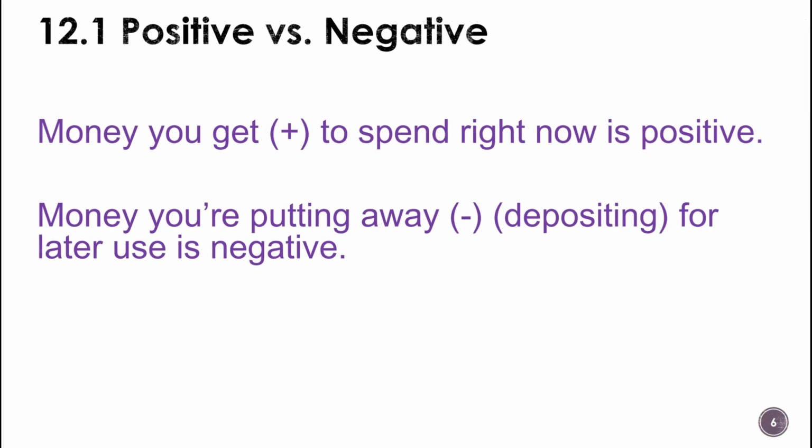So here's how we determine if we're going to use a positive or a negative. Money that you get to spend right now is positive. Money you're putting away is negative. Okay, so if you're just making a deposit into an account, that's negative. If you're making payments, those are negative because you're not receiving them. Now, if you're receiving payments, that would be positive.